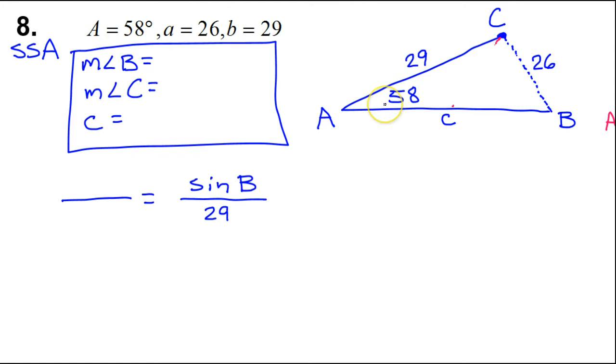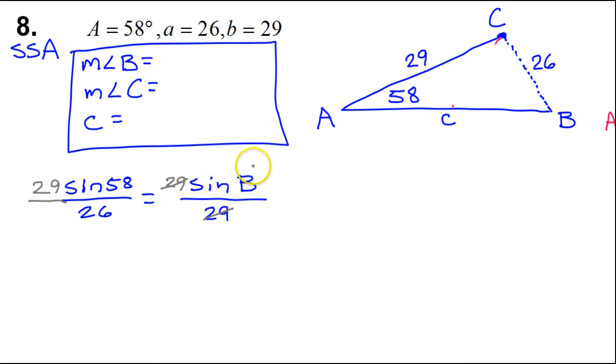So looking at the angle and side that we have across from each other, both values, I'm going to do the sine of angle A over side A. And that's how I'm going to set it up. So I need to get the sine of B by itself. I can do that by multiplying both sides by 29. Okay, so these 29s will cancel each other out, and now I just have sine B by itself.